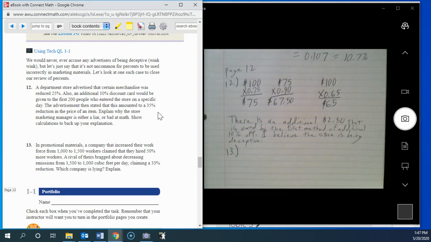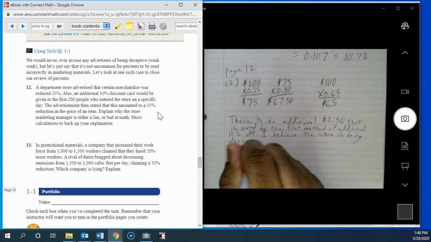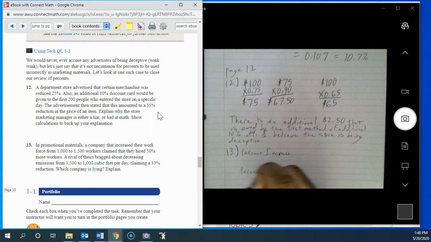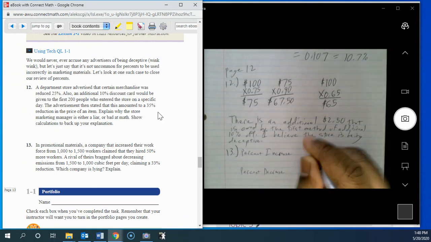It says, in promotional materials, a company that increased their workforce from 1,000 to 1,500 workers claimed that they hired 50% more workers. A rival of theirs bragged about decreasing emissions from 1,500 to 1,000 cubic feet per day, claiming a 33% reduction. Which company is lying? Explain. Okay, let's do this. Let's do percent increase, and then percent decrease, and see if these numbers match up.